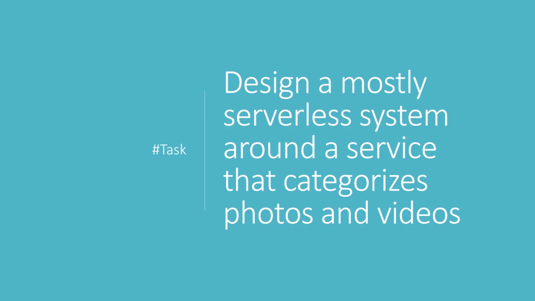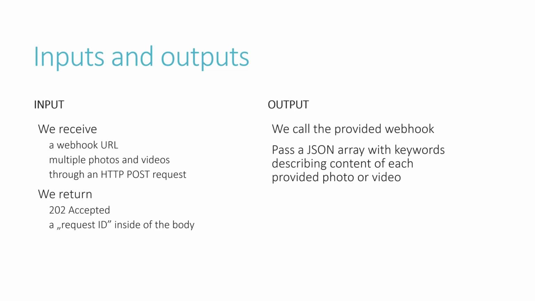So what we are going to do today is design a mostly serverless system around the service that categorizes photos and videos. On the input side, we're going to receive an HTTP post request which will send us a webhook URL and multiple photos and videos. What we are going to return is a 202 and a request ID. That request ID will allow the caller to join the request it sent to the response it will get on a webhook.